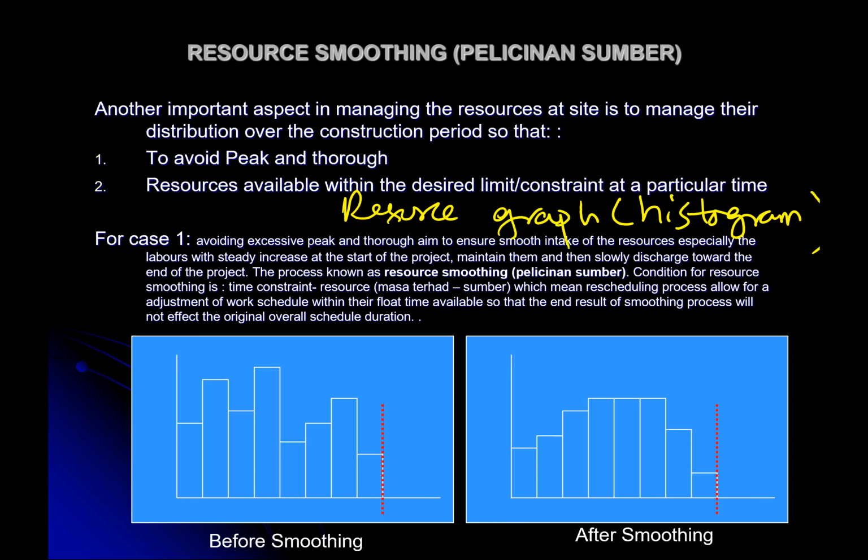In statistics, we call it a histogram diagram. Histogram or resource aggregation, the cumulative amount of resources. Let's say this drawing indicates the time of the project, and this is the quantity of labor, quantity of resource. It could be man, machine.